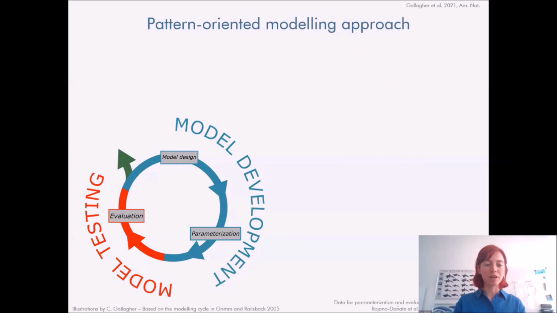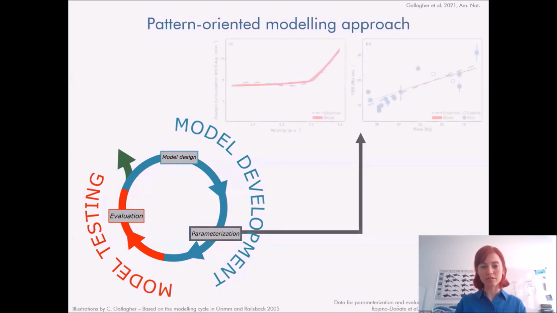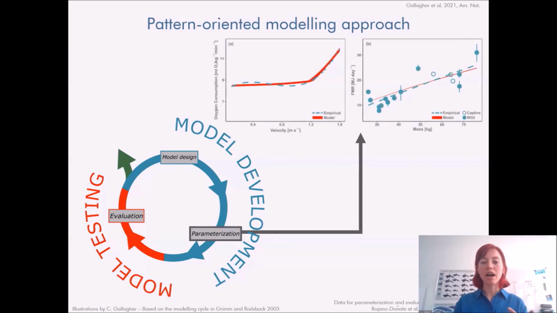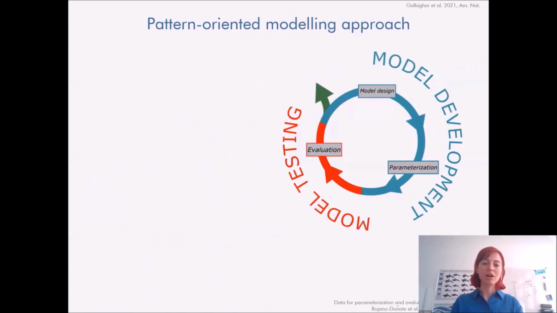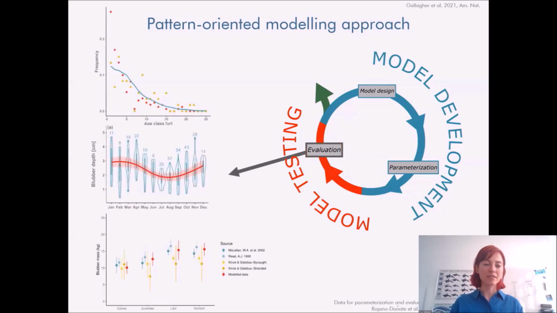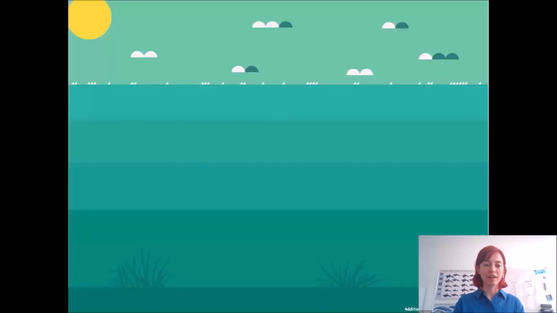So here in the energy budget model, we parameterized and calibrated the model using several patterns. Two of which I'll show here are how energy use changes with swimming speed and also body mass of animals. We then evaluated the model against a suite of other patterns, things like age class distributions, seasonal fluctuations in body fat, and also state-dependent blubber mass of animals. Then we applied the model to several different applications, but I'll talk about one today.